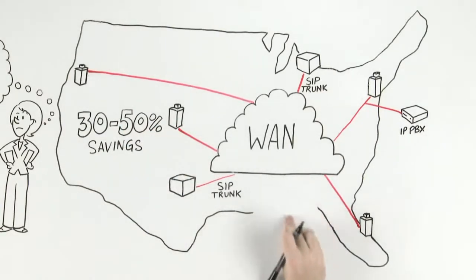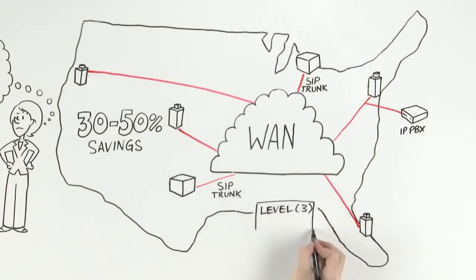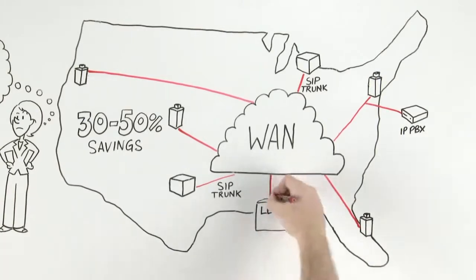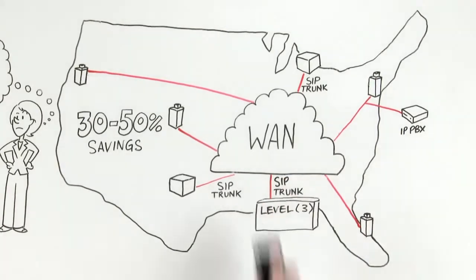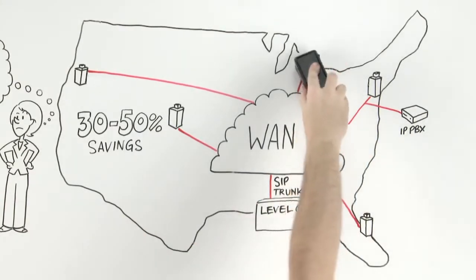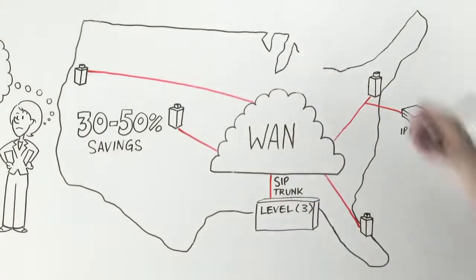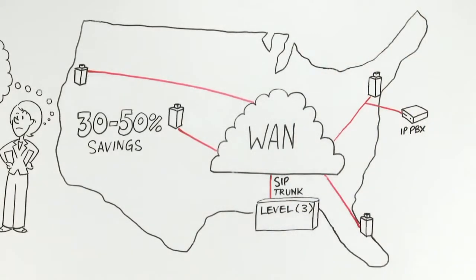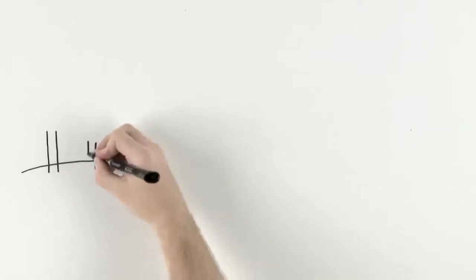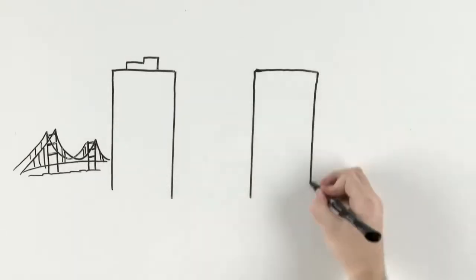But if you really want to get the most out of SIP trunking, you need to work with Level 3. Here are 3 reasons why. First, since Level 3 is a licensed CLEC in all 50 states, we can provide local phone numbers in more places within the U.S. This means that you'll only need a single provider to cover all of your offices to realize even greater efficiencies.